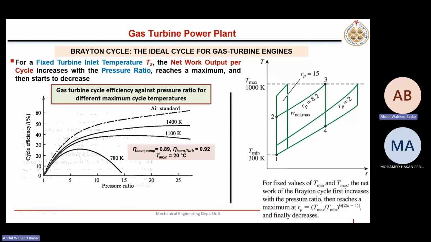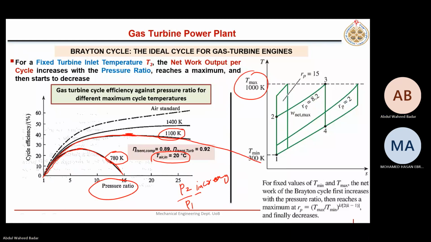Okay. So for a fixed P1 and T1, if you keep on increasing P2, it means P2 by P1 is increasing. But here, if the maximum temperature is fixed to 780, then this is the curve. Initially, efficiency increases, but then it starts to drop. If I increase this limit to 1100 Kelvin, then this curve will shift here. Again, there will be a maximum point, and then it will start to drop. If you want higher efficiency, keep on increasing this one.